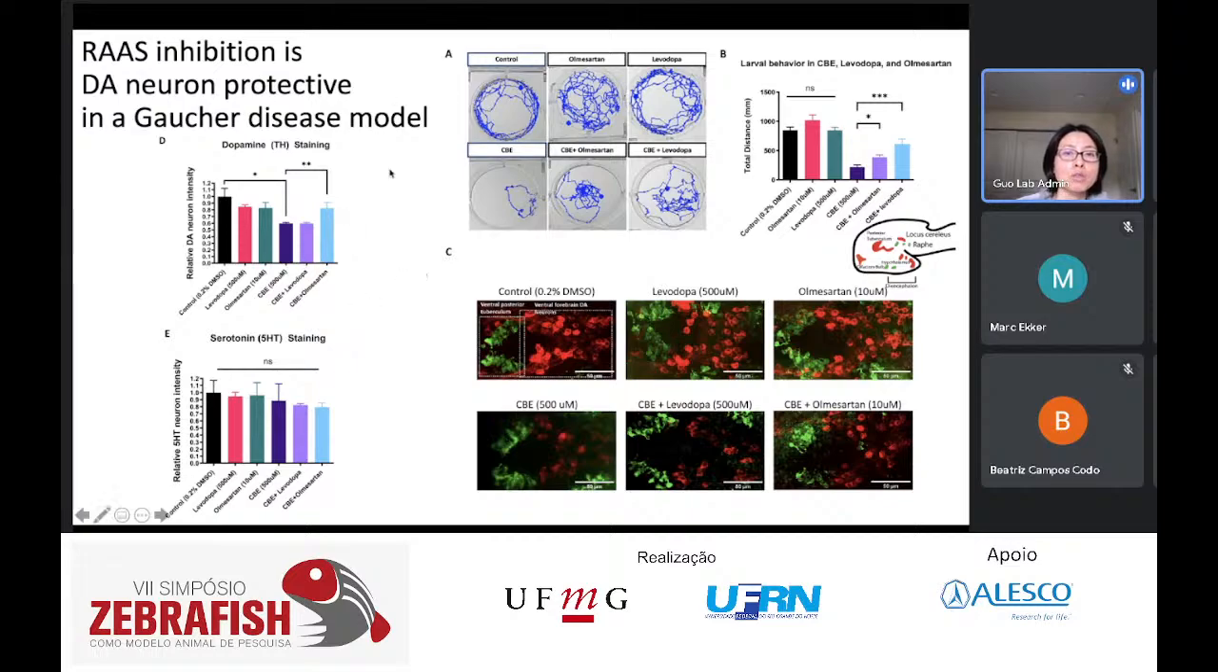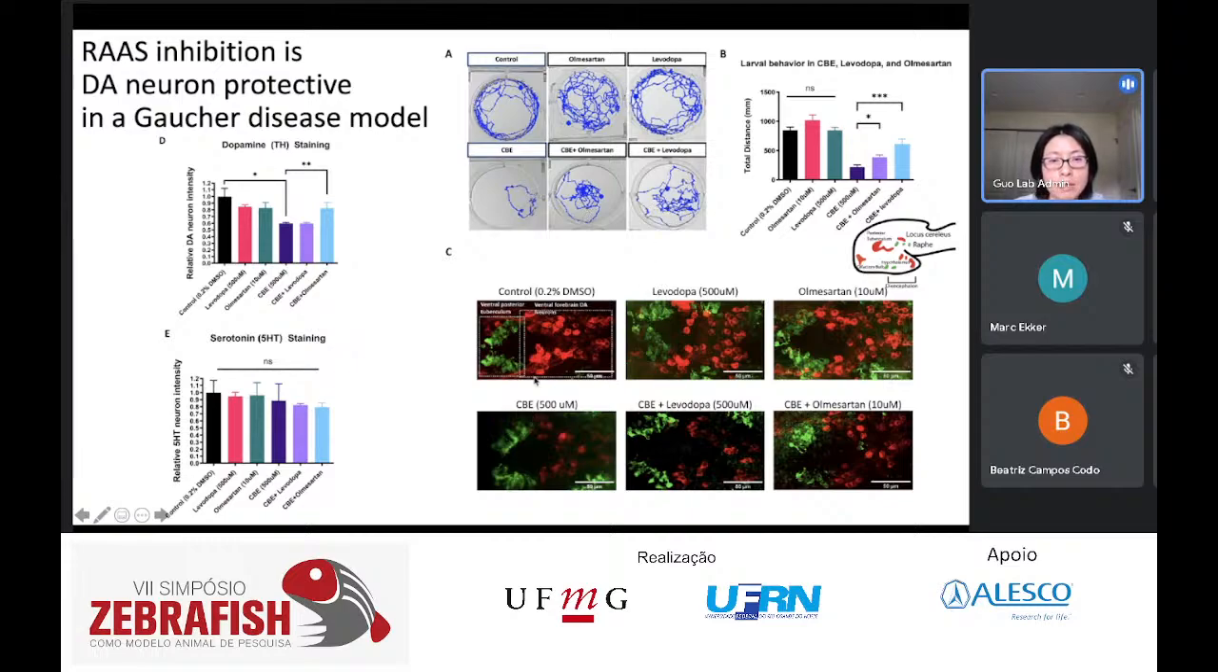So what we did is use a chemical inhibitor of GBA to create a Gaucher disease model in larval zebrafish. What you can see here is first we looked at the behavior effect. In the control larval zebrafish, if you put them in a 6-well plate, they will swim around and you can see the tracks. But the ones that have been exposed to CBE move much less. And this locomotor deficit can be rescued by the AGTR1 inhibitor, as well as by levodopa, because we know that levodopa can supplement dopamine levels. So at the behavior level, we can observe the rescuing effect of both olmesartan and levodopa.